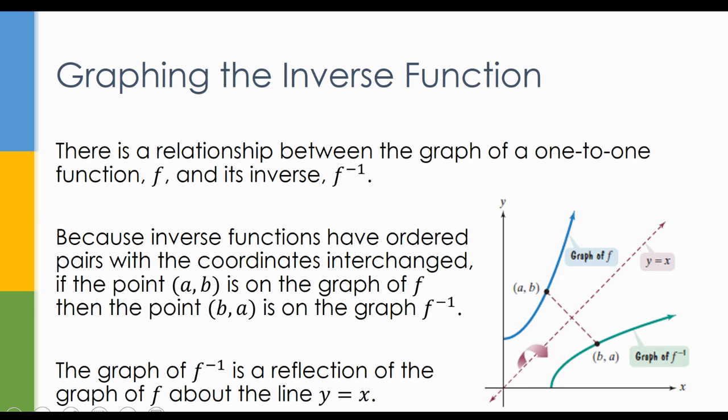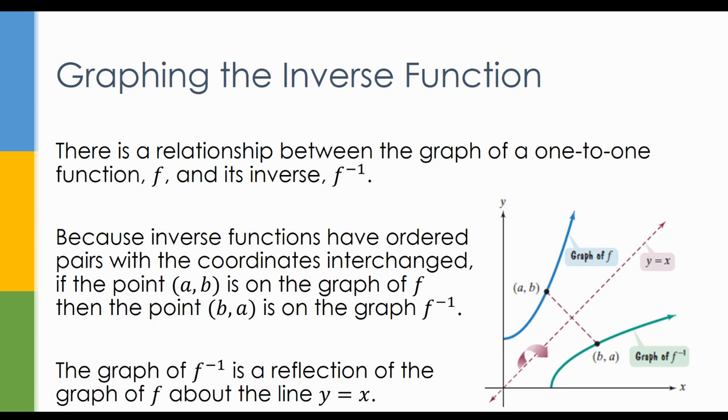So graphing the inverse function. If we know that we do have a one-to-one function, it passes the horizontal line test, we are going to be able to graph not only the original graph, but also the inverse function. There is a relationship between the graph of a one-to-one function f and its inverse f inverse. Because inverse functions have ordered pairs with the coordinates interchanged, like I showed you a couple slides ago, if I switch the x and the y, I'm going to get the inverse function ordered pairs. So if the point (a, b) is on the graph of f, then the point (b, a) is on the graph of f inverse.